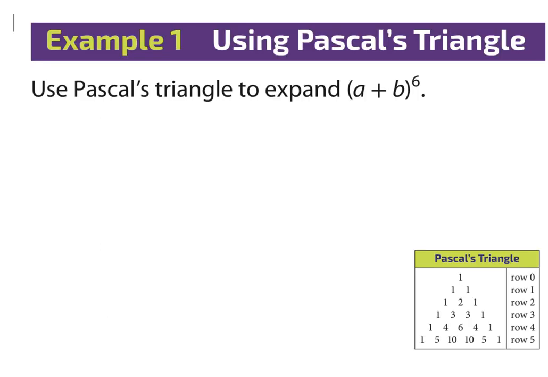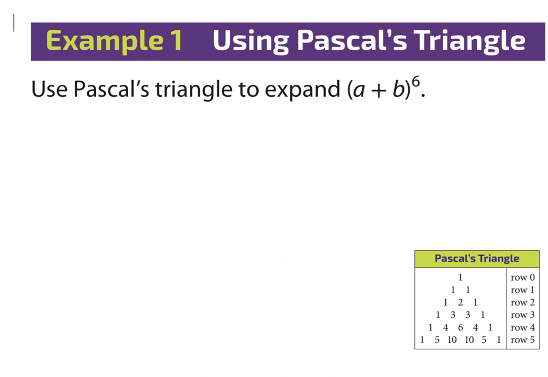So look at example 1. A plus b to the 6th. I don't know about you, but I don't want to do that 6 times. I have zero desire to do that. And so what you'll find with Pascal's triangle is you start with your first term and you raise it to the power of whatever you're expanding. And then your coefficient for that is going to be from the 6th row of Pascal's triangle.